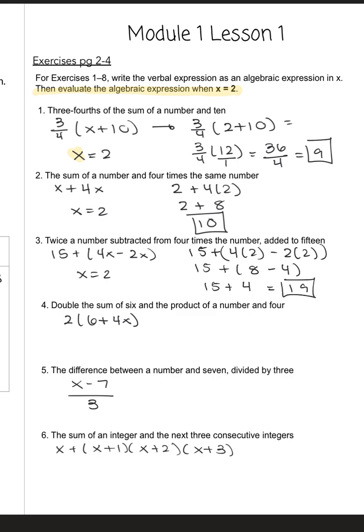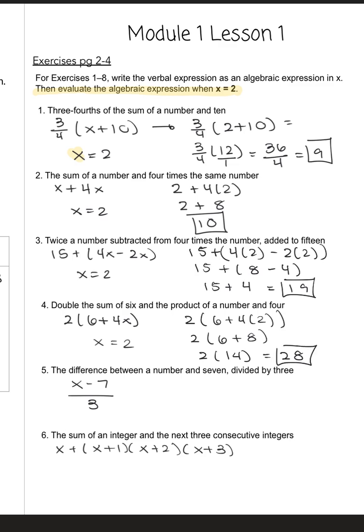All right, for the next one again, when x is equal to 2, so we have 2 plus 4 times 2. Again, going from left to right, we are going to go to multiplication first, since that comes in GEMDAS. So we have 4 times 2, which is 8. 6 times 8, which is 14, which is going to give us 28.